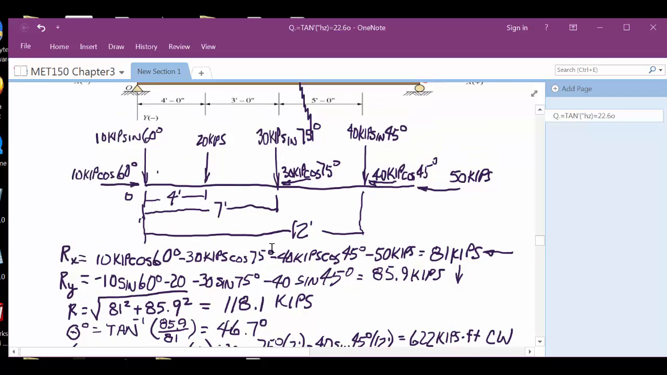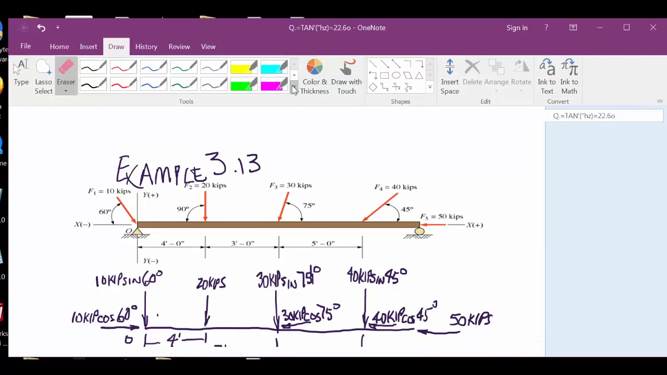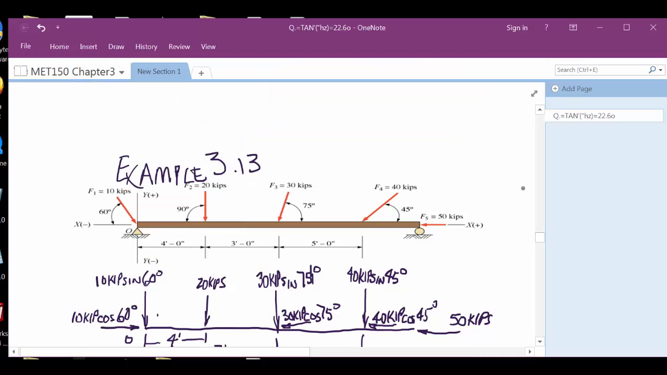Ah, crap. That's the only problem with that button on the pen. Try to keep off of that.